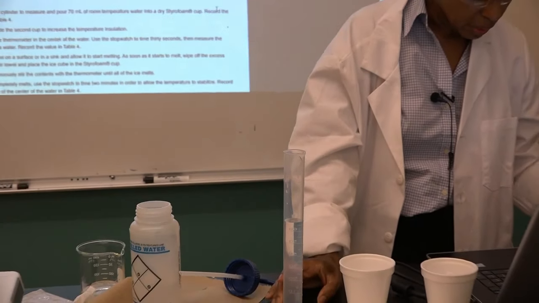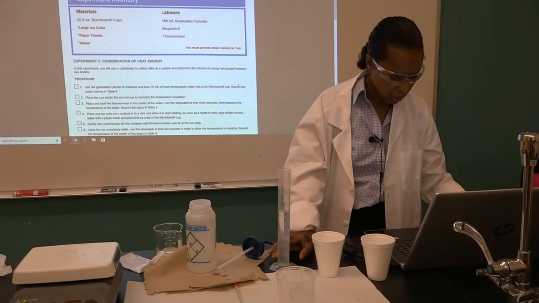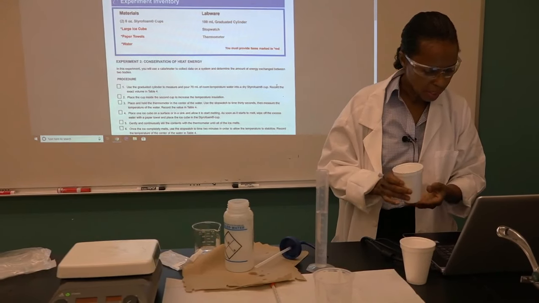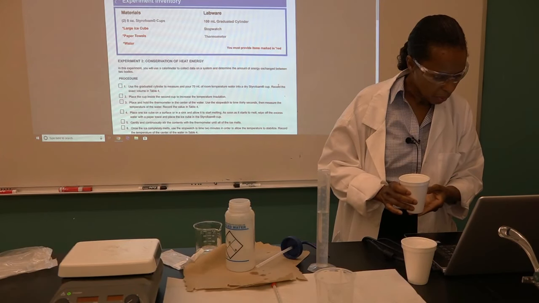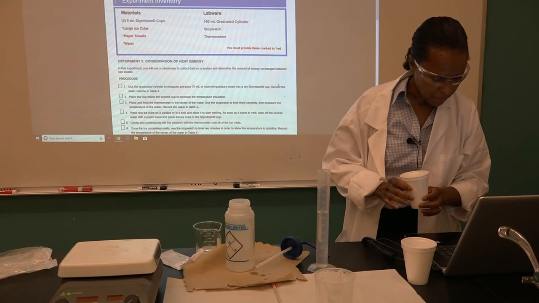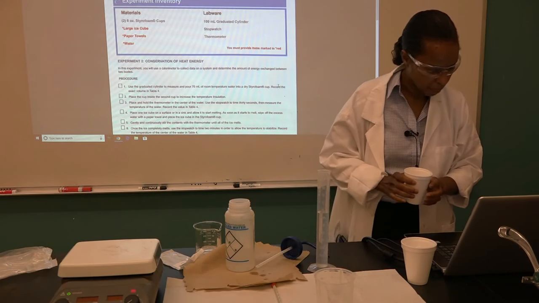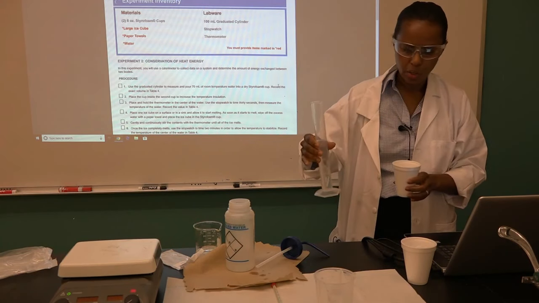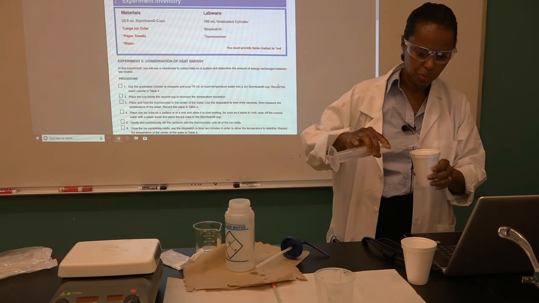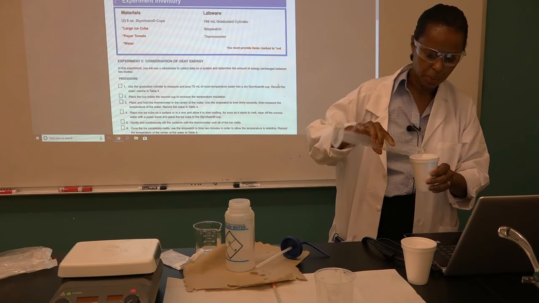tap water at room temperature, and we're going to take a dry styrofoam cup, and we're going to place the 70 ml of water in this cup. And we're going to record the exact volume on your table 4. So we place it in the cup.